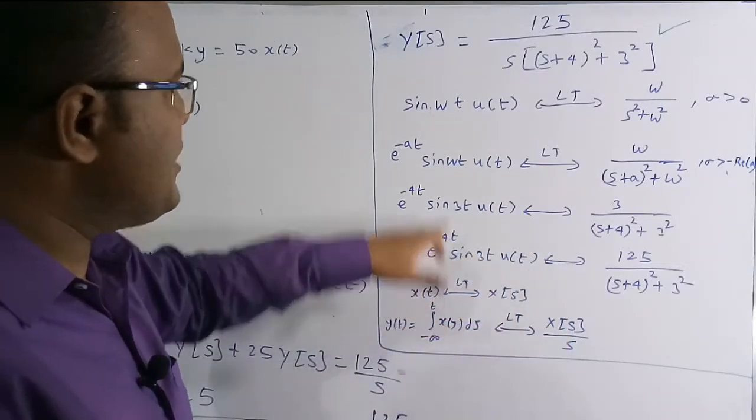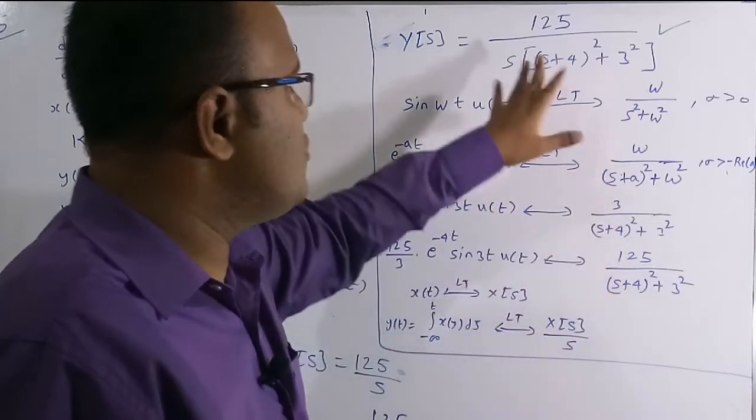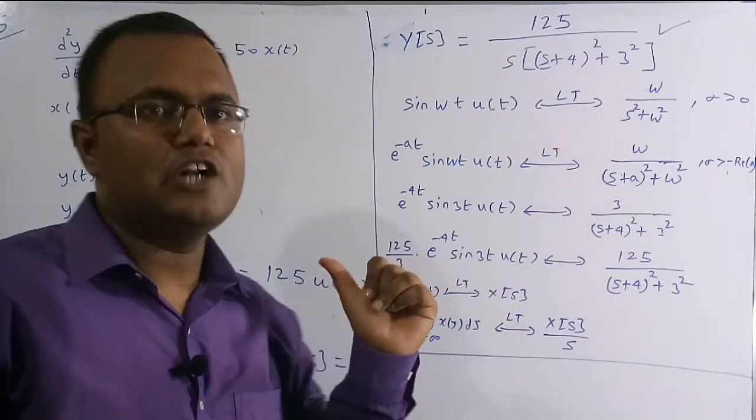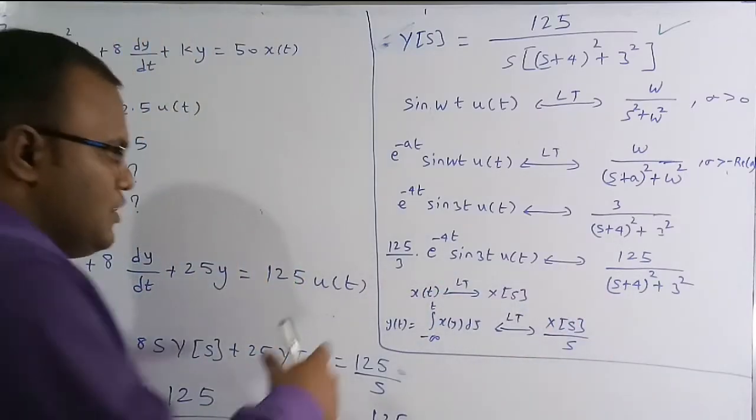If you see carefully these two equations here, everything is the same except 1 by s. So now somehow we have to do something in order to get this remaining part, s. There is a standard formula here for x of t.